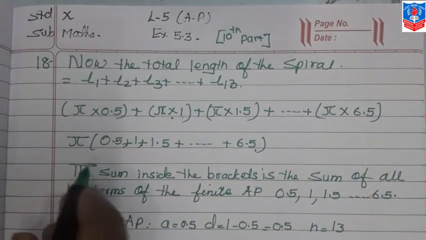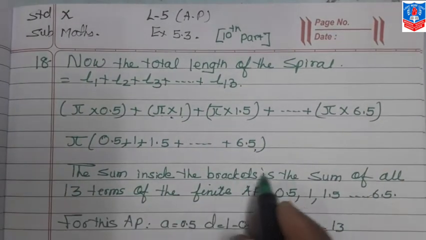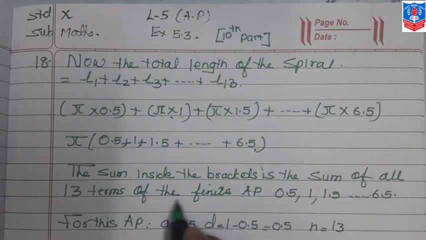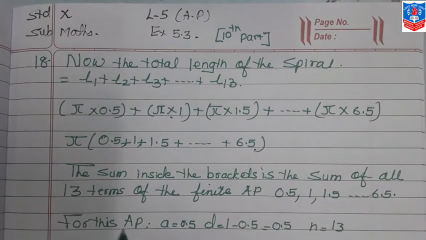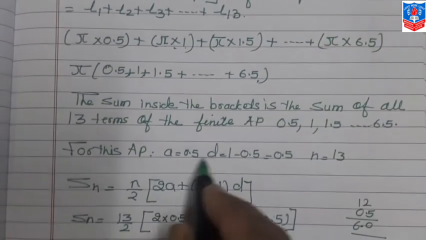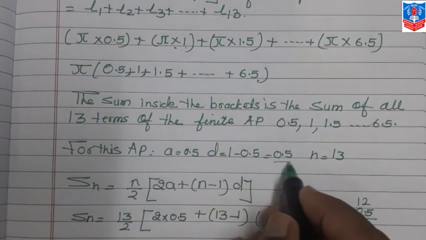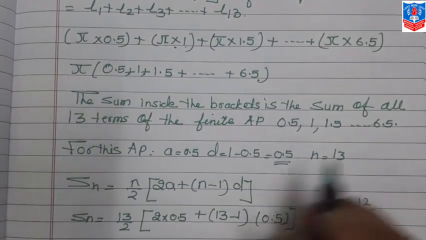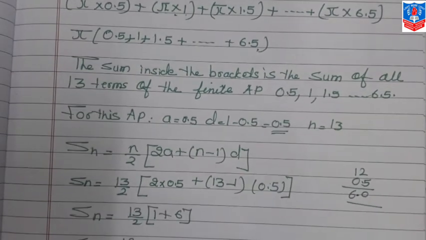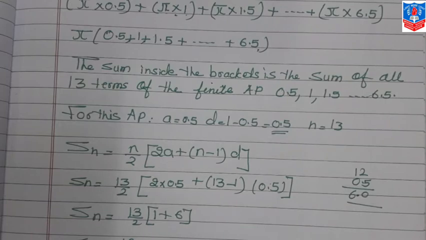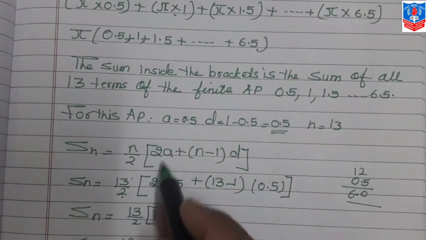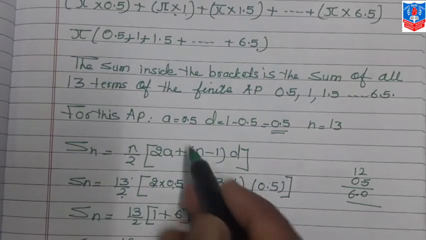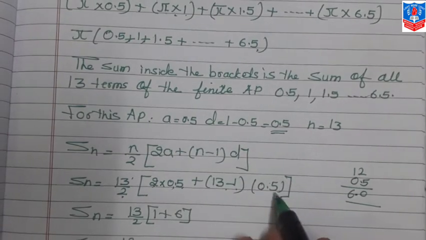Now we can write the sum inside the bracket as the sum of all 13 terms of the finite AP: 0.5, 1, 1.5 up to 6.5. For this arithmetic progression a is 0.5, d is 1 minus 0.5, so d is 0.5 and n is 13. Sn, because what is asked, it is given, is the length of 13 consecutive semicircles. So now 13 upon 2 into 2 times 0.5 plus 13 minus 1 into d, 0.5.